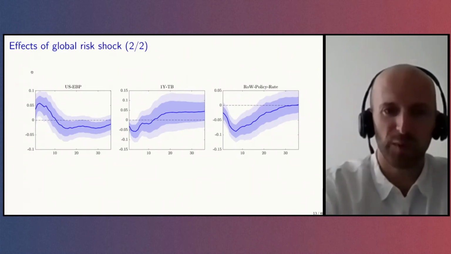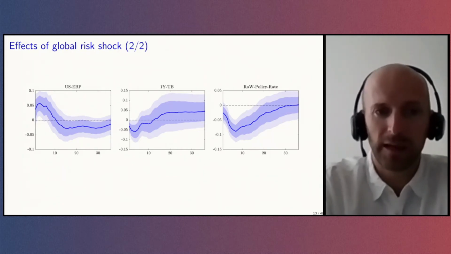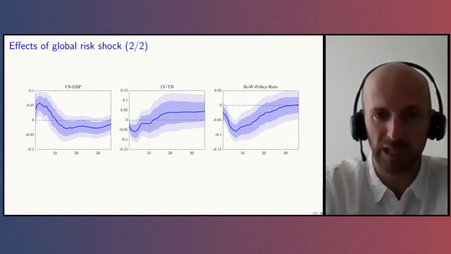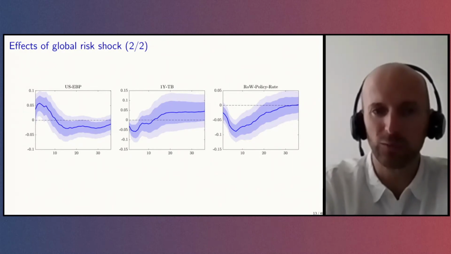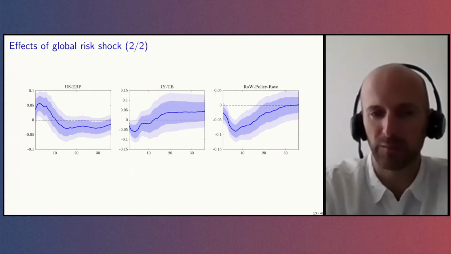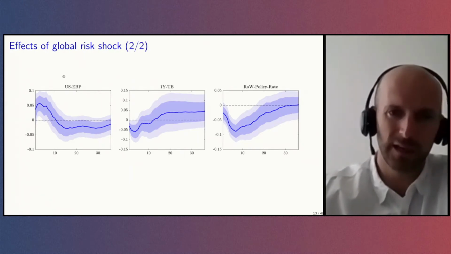Here you see the responses to additional variables in the VAR, just to give you a little bit more context on what the data tell us. We have that the excess bond premium rises. There's some delayed overshooting there. US monetary policy, measured by the one-year treasury bill rate in the middle panel, loosens, and the rest of the world policy rate also drops, reflecting monetary policy loosening in the rest of the world as well. So I think all this is plausible.